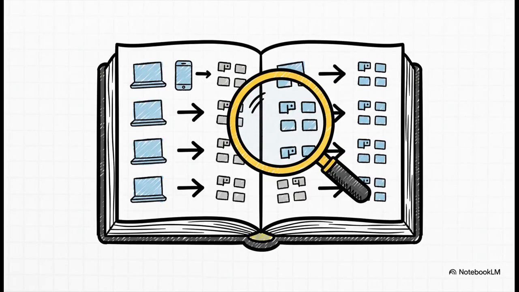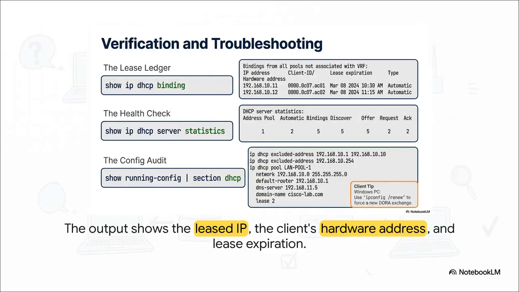Our first tool in the toolbox is the show IP DHCP binding command. I like to think of this as the server's live lease ledger. It tells you who has what right now. And when you look at the output, you can see exactly which IP address is leased to which device by its unique hardware MAC address. It even shows you when the lease expires. This is your number one go-to command for tracking down who has what IP on your network.